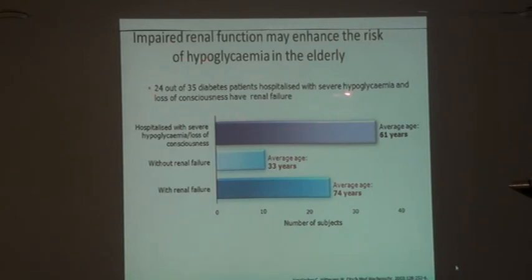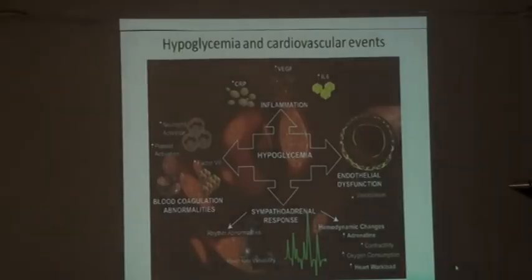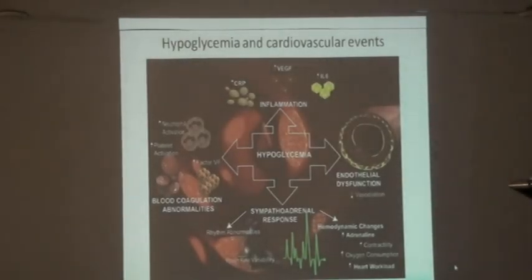So a total group of 35 patients, average 61 years, 24 out of these 35 individuals were hospitalized with severe hypoglycemia and loss of consciousness. And finally, they all had renal failure. So they started with this parameter, without renal failure, with renal failure. These 24 had renal failure. So it is the same thing: your insulin, which is getting collected in the body because it is not being cleared well by the kidneys, is actually doing double the job, triple the job. So we need to cut down on the insulin intake. Now this is a very important slide, a publication by D'Souza.